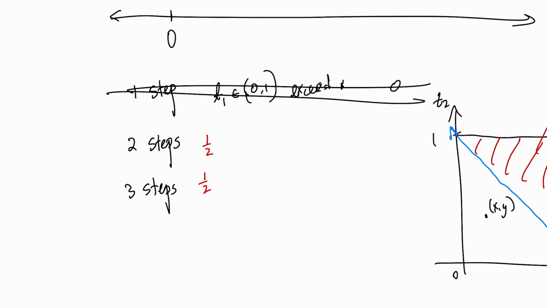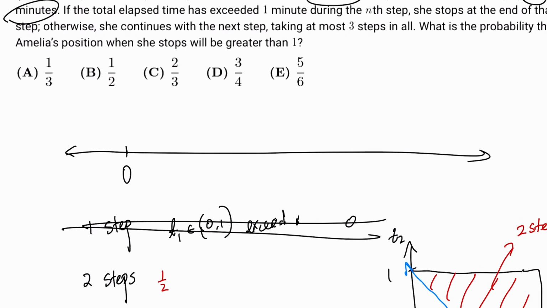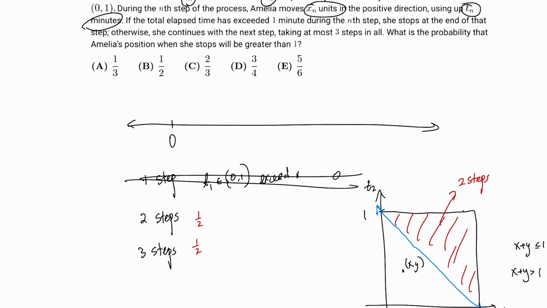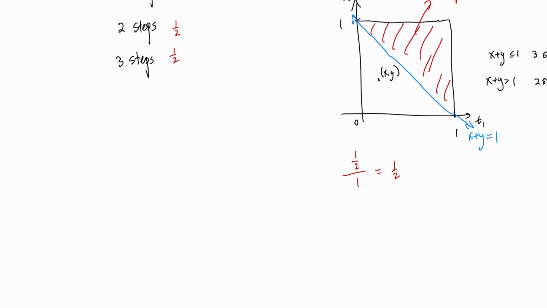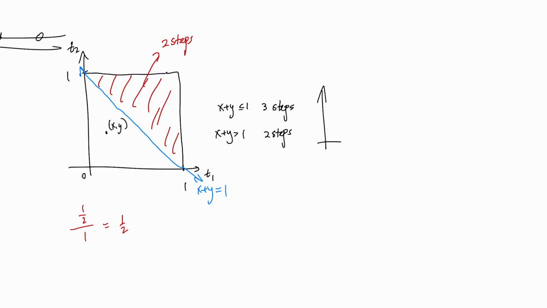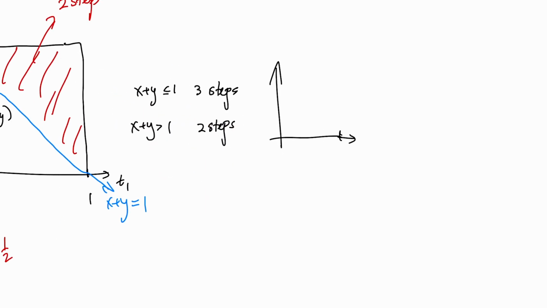Okay, so now let's think, in how many cases, if we take 2 steps, would Amelia actually exceed, or her position be greater than 1? We can draw another graph over here, but you will realize that it's basically the same as the one we already have drawn. Just instead of the time it takes, we graph the distance. x1 and x2, that's what I meant to write. She is uniformly choosing from 0 to 1 as well.